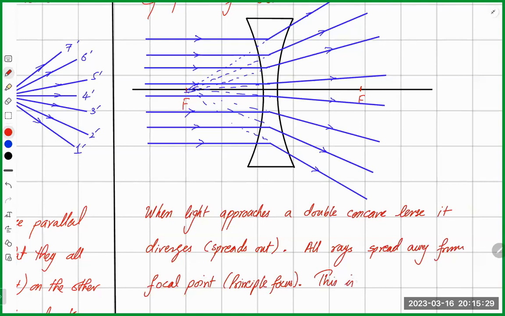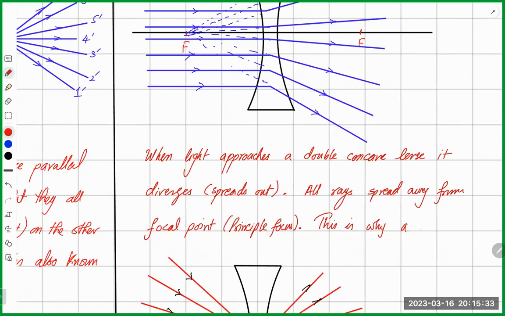This is why a double concave lens is also known as diverging lens. Why diverging lens? Because it diverges, it spreads the light outward.